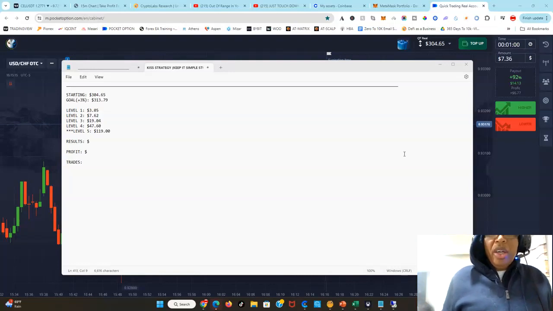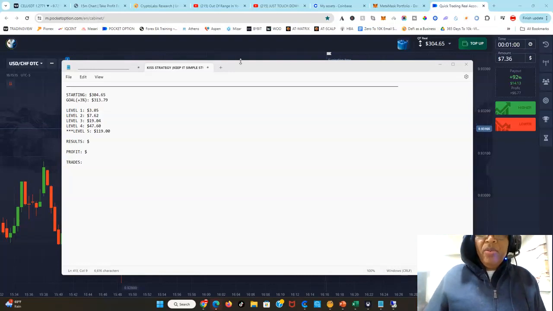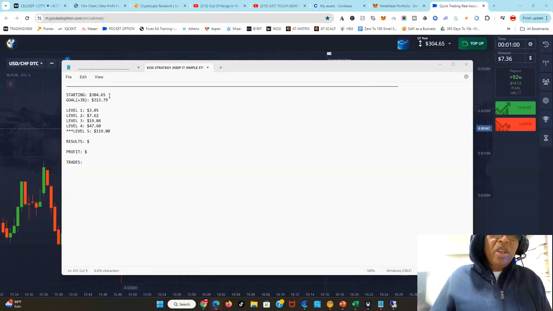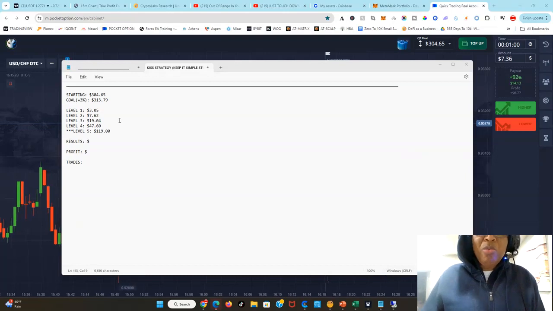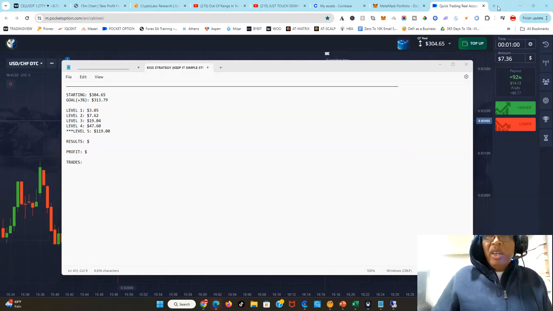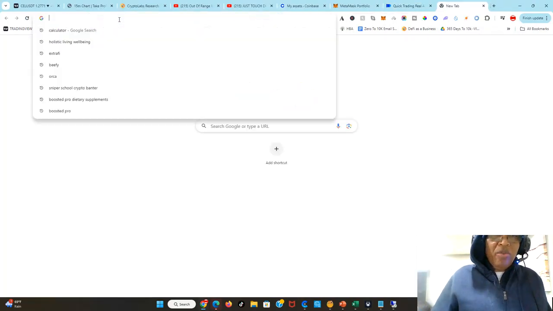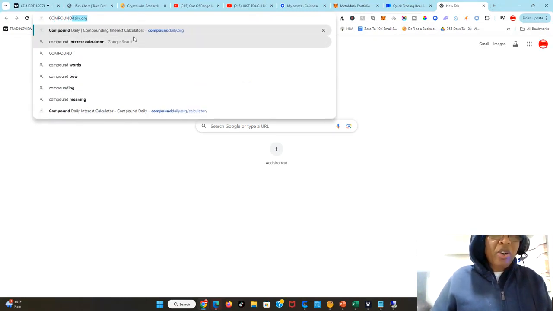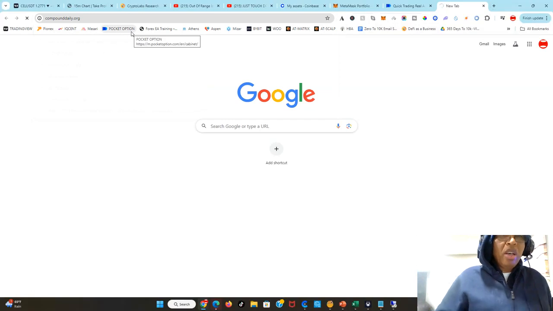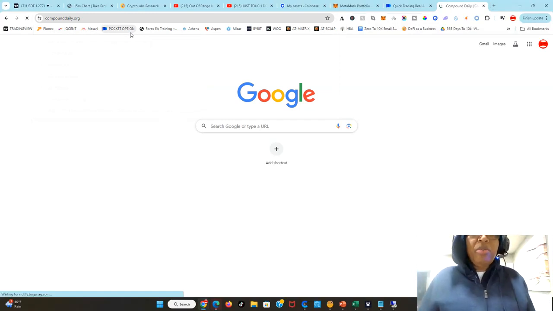Right now she's at, you can see right here, 304.65. And the daily goal is to grow this account by 3% every day, and we compound that. If you don't understand what compounding is, you can simply go to this resource here. It's called compounddaily.org. It's a free resource, unless you want to subscribe.